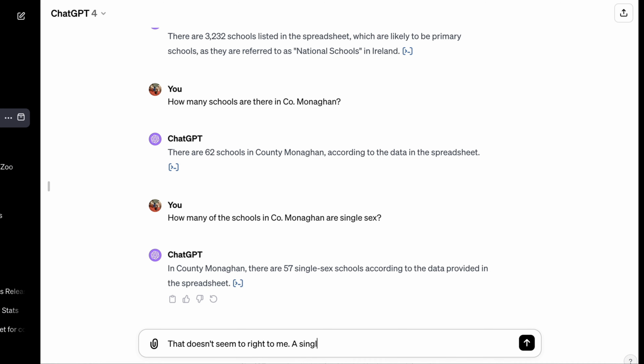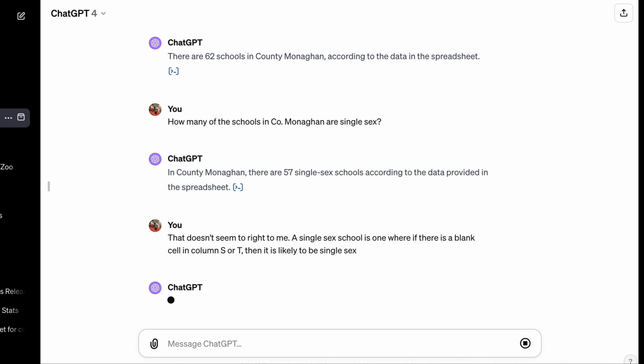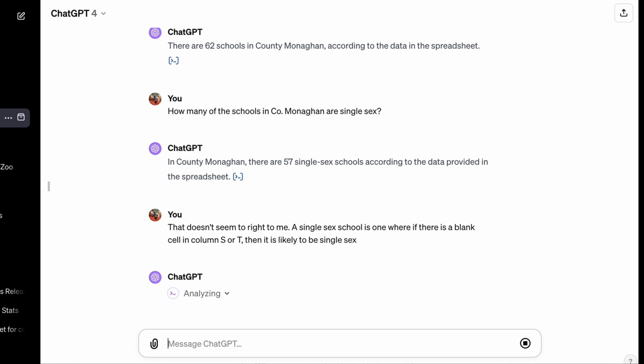I'm going to say a single-sex school is one where, if there is a blank cell in column S or T, then it is likely to be single sex. Let's see what it comes up with. I'm speaking in English to this as if I'm talking to a real person, and they're going off finding this information very quickly. So let's see how we go here, and let's see what the answer is.